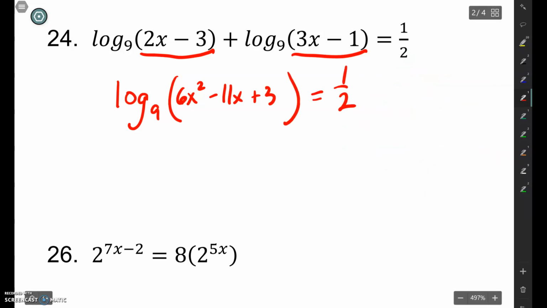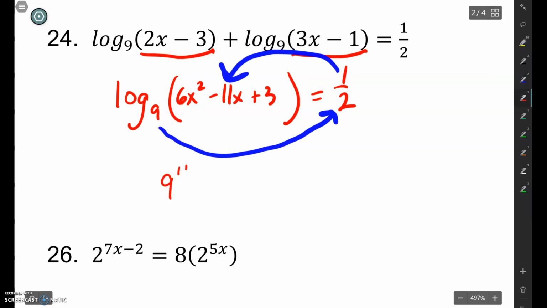Equals 1/2. Now that we have it as 1 logarithm, check what we can do. Around the world, baby. 9 to the 1/2 equals all of this. What do you mean, Smith? I mean this. 9 to the 1/2. What is 9 to the 1/2? That's 3. So let me save myself some space. 3 equals 6x squared minus 11x plus 3.